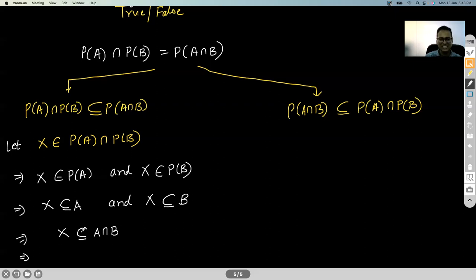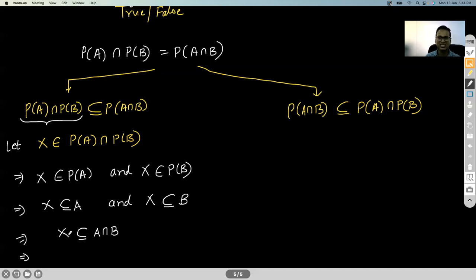Now, yes, Sadhana, I'll explain once again. What I'm trying to say here is, first of all, I took one element from this left-hand side and called it capital X. It's a set only, but I'm calling it an element for the time being. So this is an element which comes from the intersection of P(A) and P(B). That means it should be present in P(A) and also in P(B). Then only is it present in their intersection, which means that element is actually a subset of A. Hence it was present in the power set of A. Similarly, that element should have been a subset of B as well. That is why it was present in the power set of B.